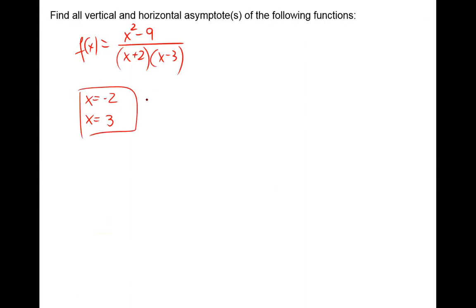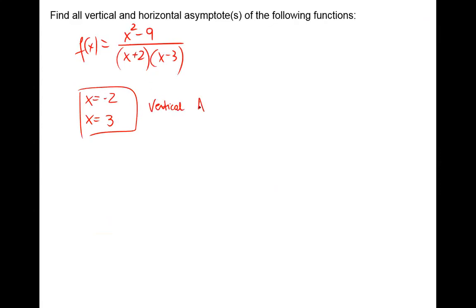Okay, find all vertical and horizontal asymptotes of the following function, and I will give you this one: x squared minus 9 over x plus 2 times x minus 3. That means the potential vertical asymptotes are the numbers that are not in the domain of the function. Right? Because we can see -2 is not in the domain and 3 is not in the domain. But we have to be careful, we can't list them right away.